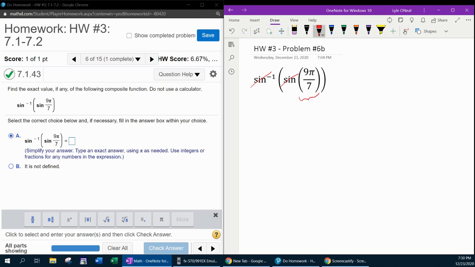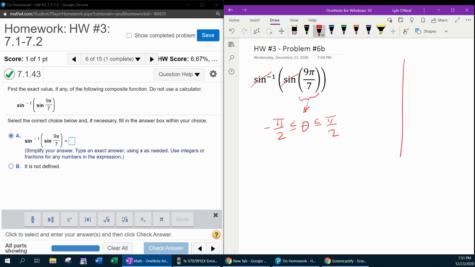And the answer is going to be the angle 9 pi over 7 if it's within the appropriate range of values. So for the inverse sine, we are bounded between negative pi over 2 and pi over 2. 9 pi over 7 is definitely not in that range.